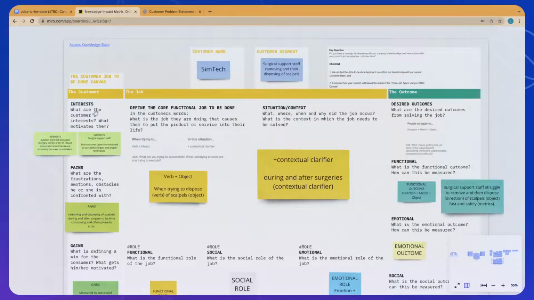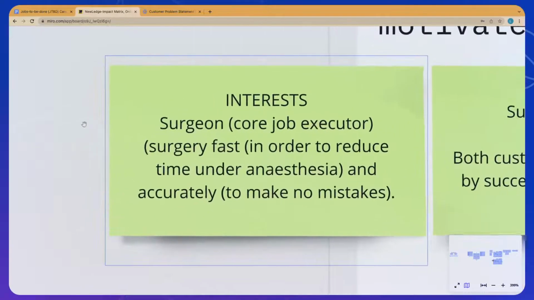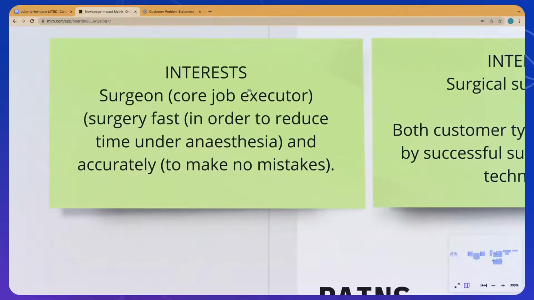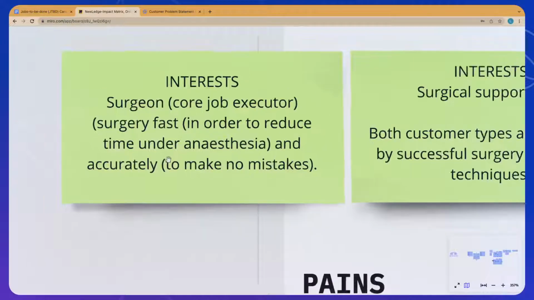So let's start with the interests. What are the customer's interests? What motivates them? Remember, in this workshop, we've got a surgeon, we've got the surgical support staff, and we've got the hospital administrator. The only customer type we don't have in the workshop is the patient. So the surgeon, as core job executor, is interested in a fast surgery because they want to keep the patient under anesthesia for the shortest time possible. Reduce complications. Of course, they want to perform the surgery accurately and make no mistakes.